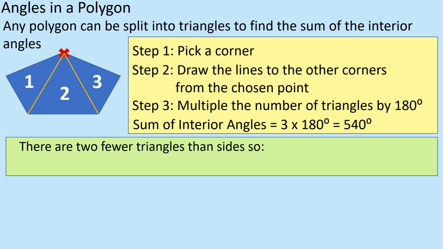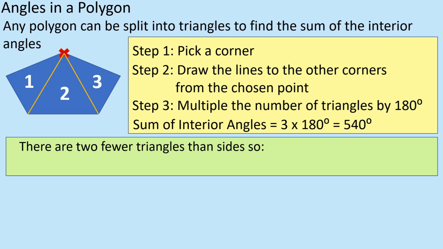Well, the pattern is: if you've got a five-sided shape, it's 3 lots of 180. If you have a 3-sided shape, it's 180. If you've got a 4-sided shape, it's 2 lots of 180. It's always 2 less. And that is a rule. There are 2 fewer triangles than sides, always.